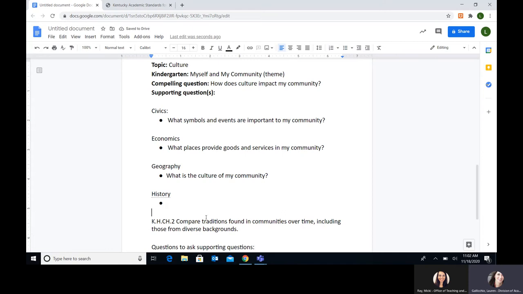So the standard says compare traditions found in communities over time, including those from diverse backgrounds. How would we start this supporting question if the standard is asking to compare? My thought is that initially you would ask what traditions are found within the community, or what community traditions, and try to bring in the over-time piece. But ultimately we get to how are they alike and how are they different, so that they're really comparing.